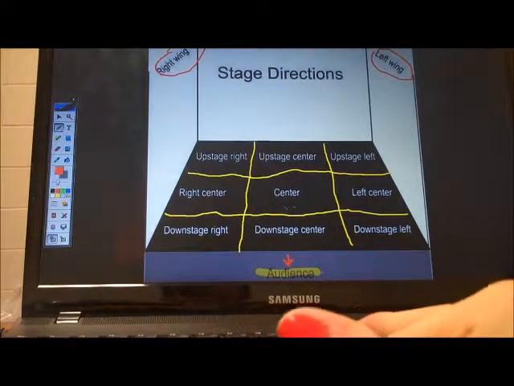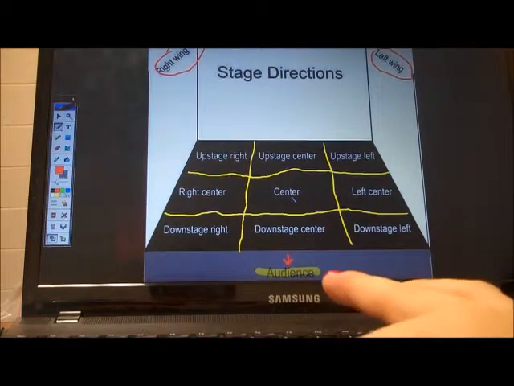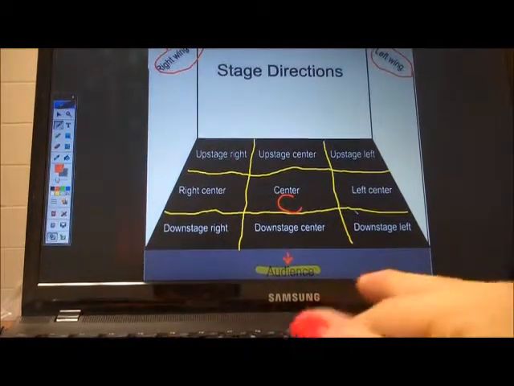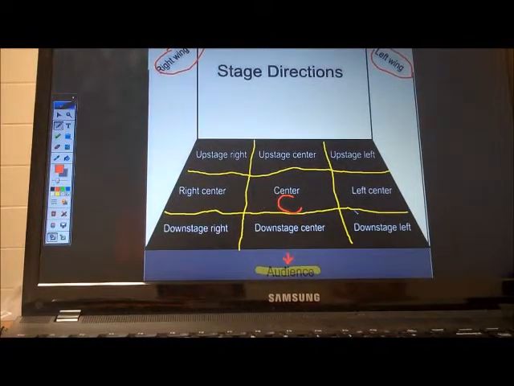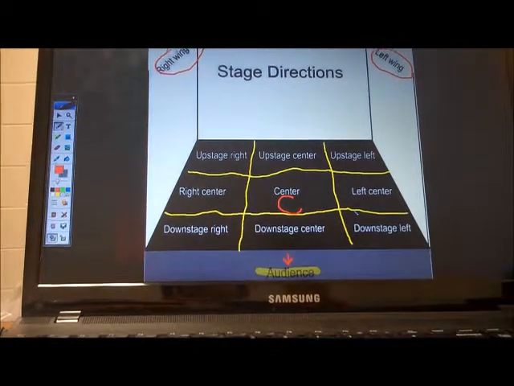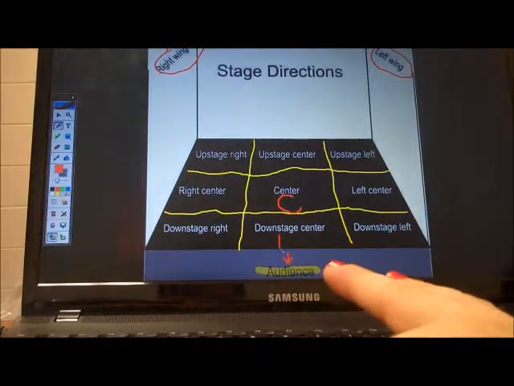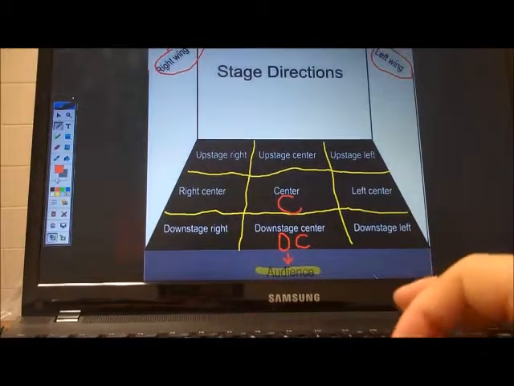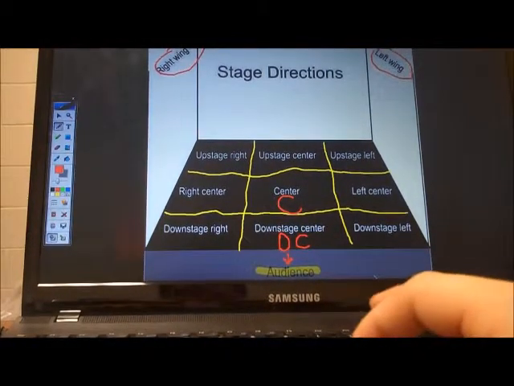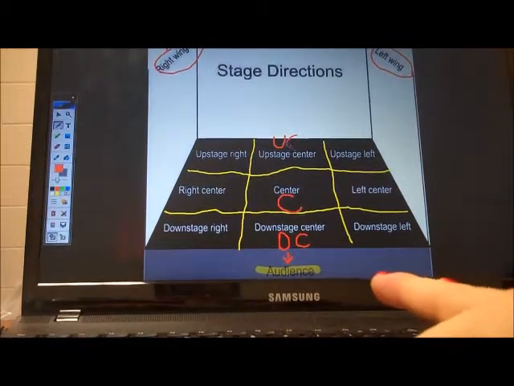Alright, so if I am center stage, it is only one letter and it's only one word. So all I have to write is a big C. And when you're doing blocking, when the director's telling you where to go, when you're writing it in your script, it just makes it a little bit easier for you to write it. That way you're not having to write out "I cross to downstage center." You don't have to write out the whole word. You can just write C. Or for downstage center, you would write D for down and C for center. So it would just be DC. So cross to DC, and you would know exactly where that is. So upstage center with a notation would be a U and a C.